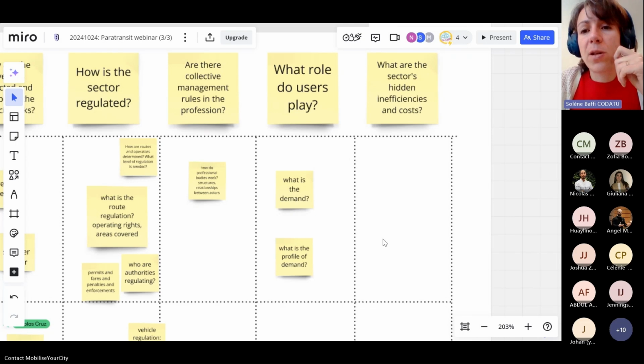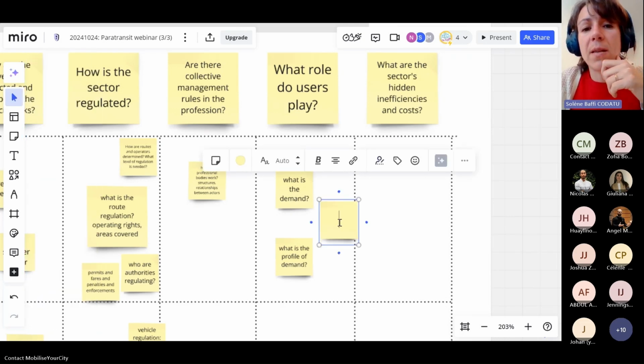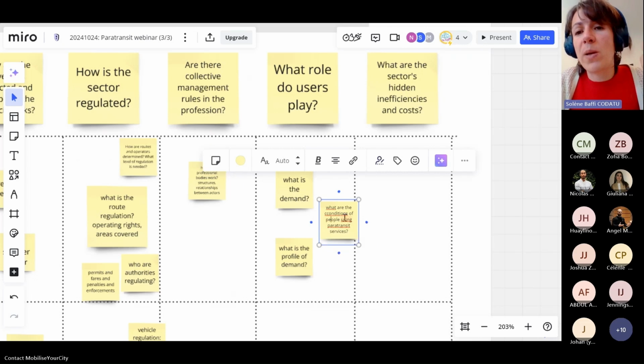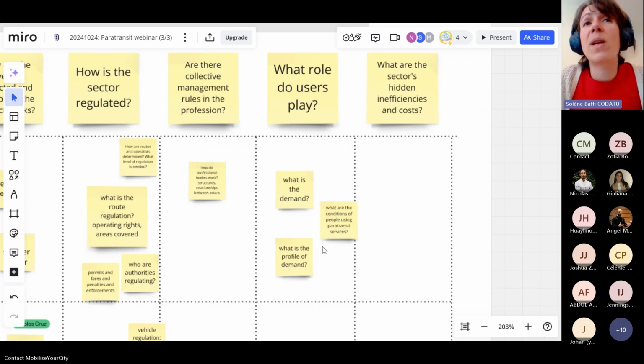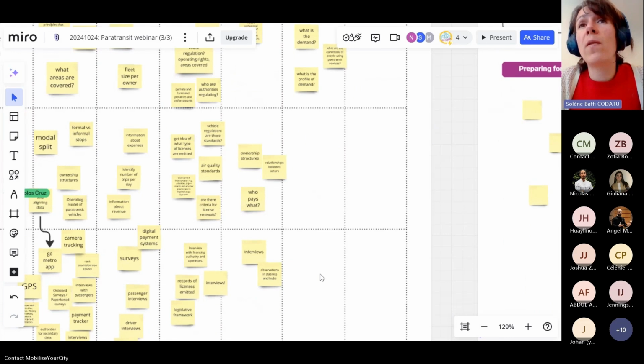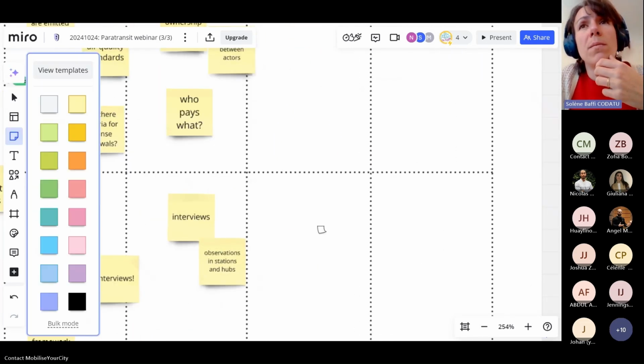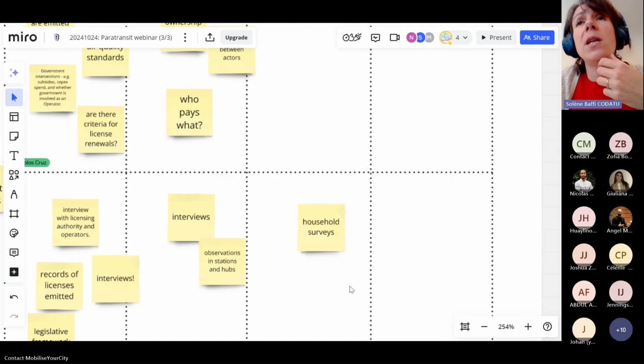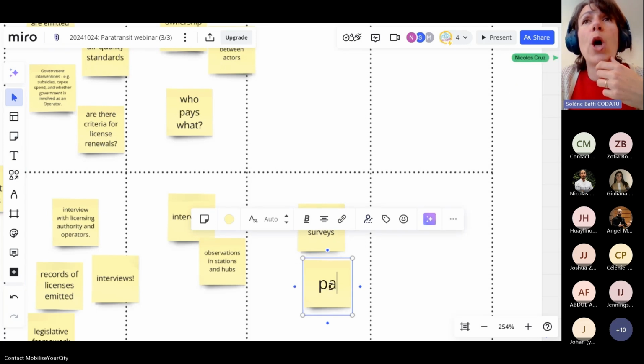What are the conditions of mobility for the people using the paratransit services? What is the elasticity of the demand, to also understand if people would be willing to pay more for better service quality, etc.? And all this information can be accessed, in some cases when it exists, through household surveys, but this is not the case in every city, especially not necessarily in secondary cities. So for that, again, passenger interviews are often the best way to have access to this information.